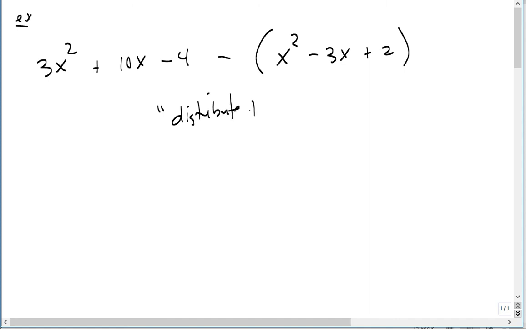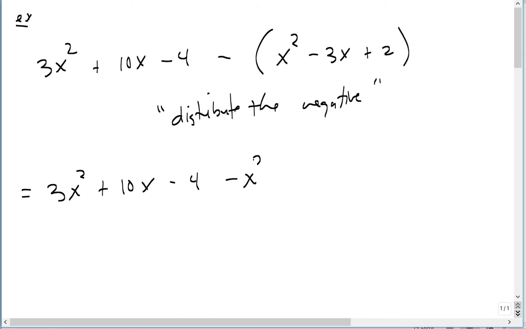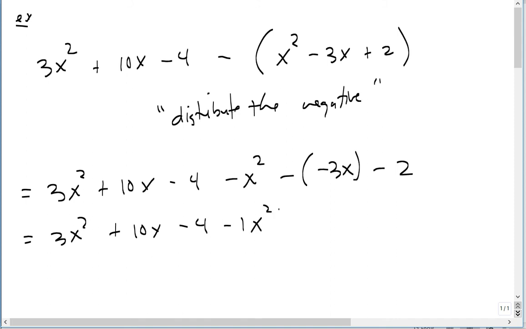And the thing that we call it is distribute the negative. It's just sort of a mnemonic. Again, what it is, we're subtracting this, we're subtracting this, we're subtracting this because we're subtracting all of this. Right, so what is this? This is 3x squared plus 10x minus 4. We subtract the x squared. We subtract the negative 3x. We subtract the 2. This is minus how many x squared? Well, minus 1x squared. We don't generally do that, but it's good to know. Minus a negative 3x. We're taking away a negative. That's plus 3x and then minus 2.